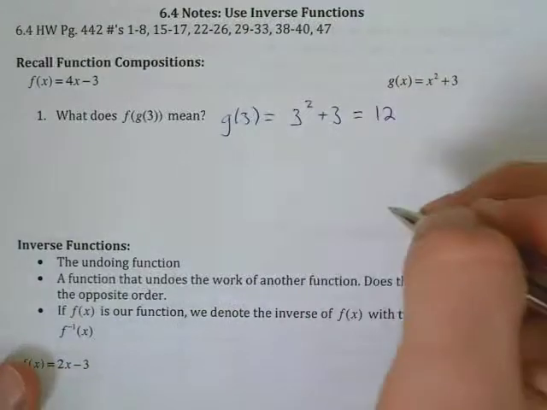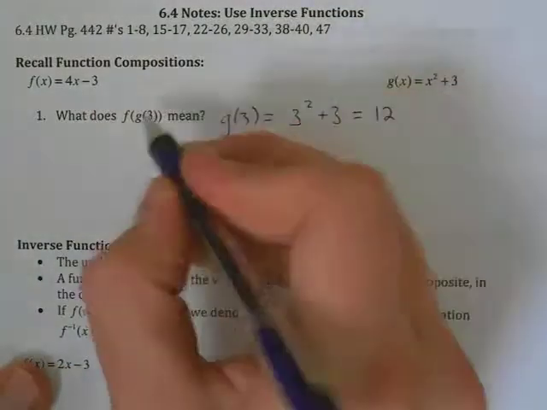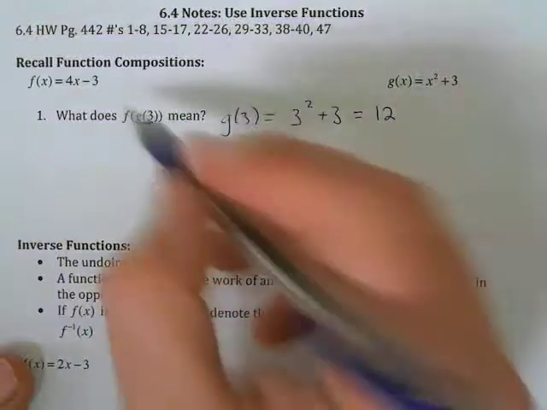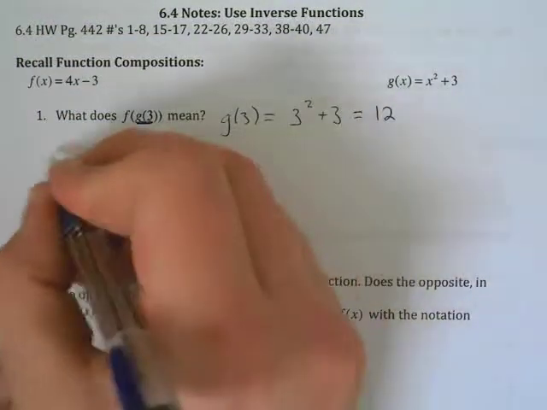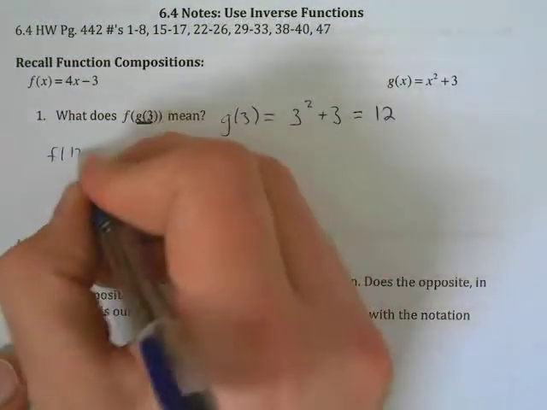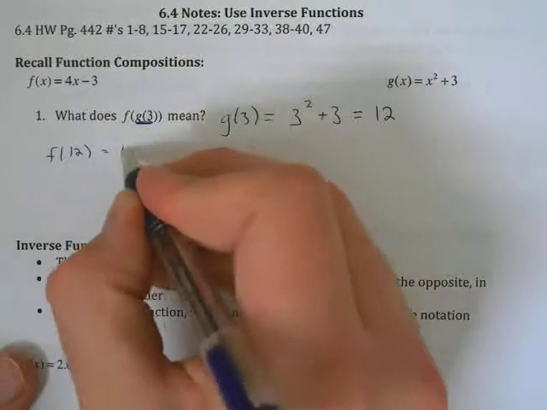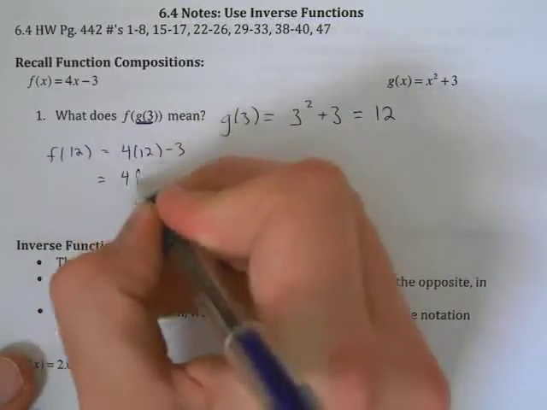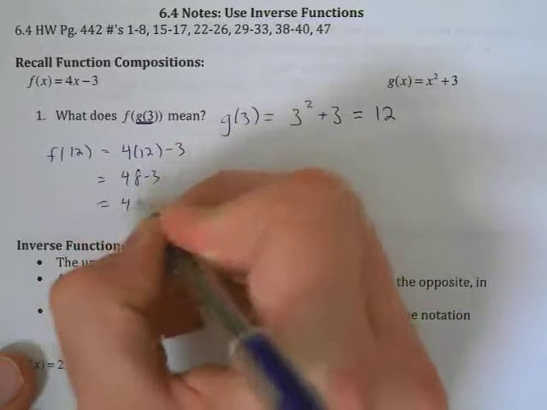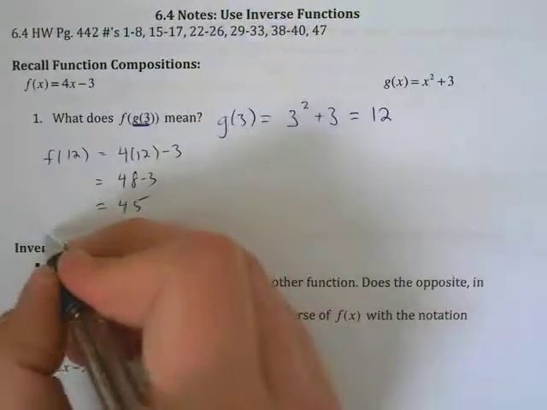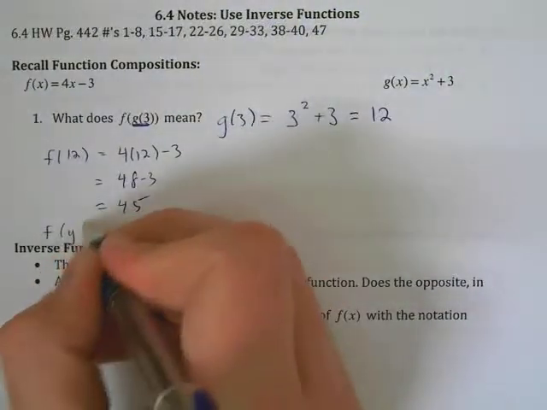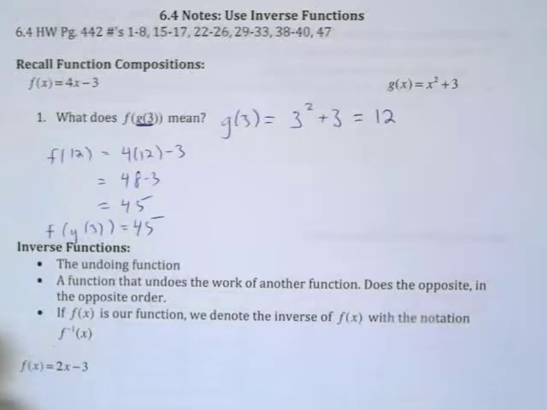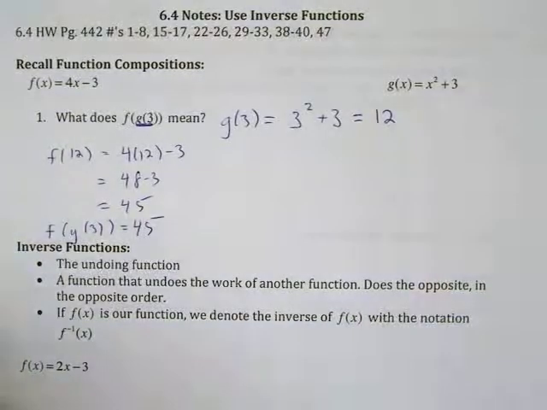The idea is that we are now going to put the output of g of 3 into the input of f. So we're going to do f of 12. That's going to be 4 times 12 minus 3, which is equal to 48 minus 3, which is 45. So that tells us that f of g of 3 is equal to 45. Let's get a visual of what that actually means.